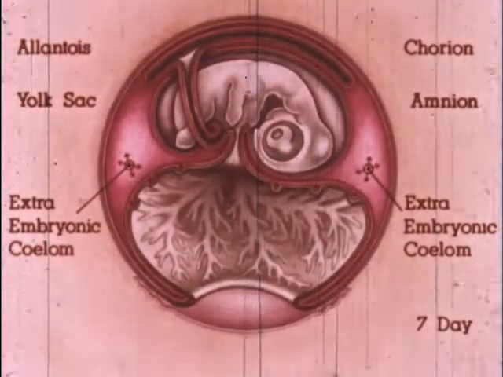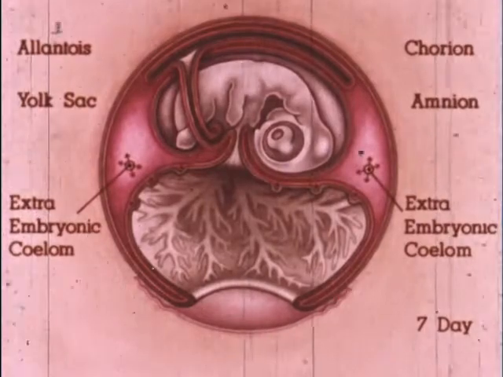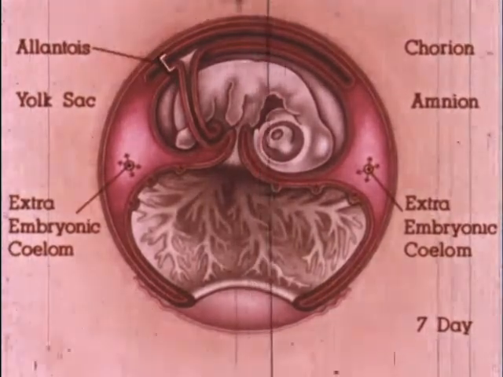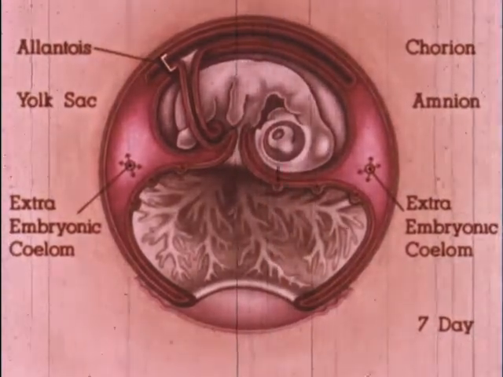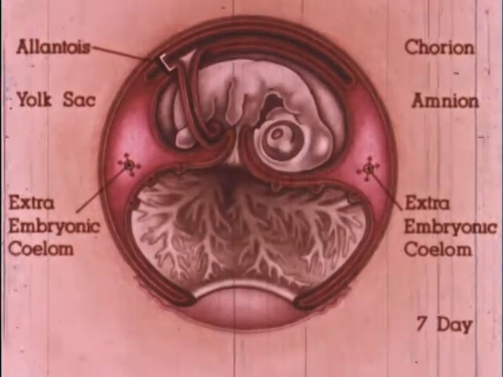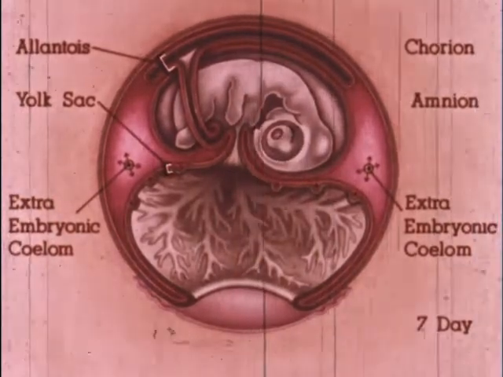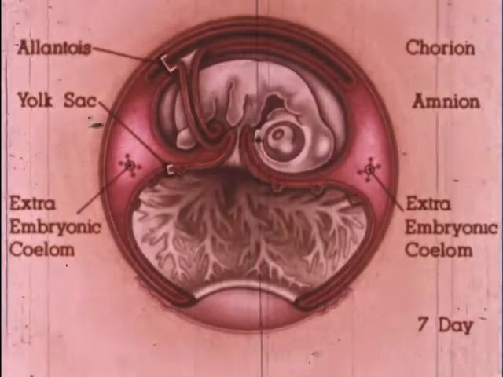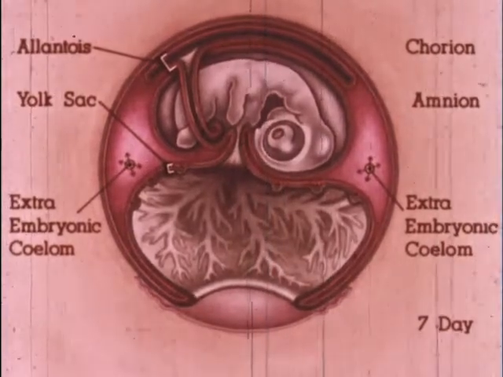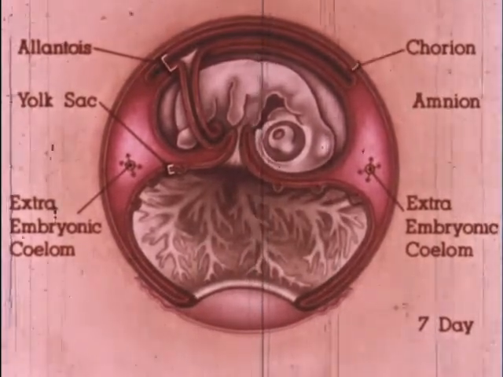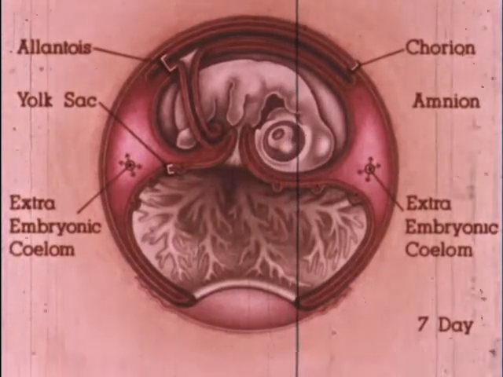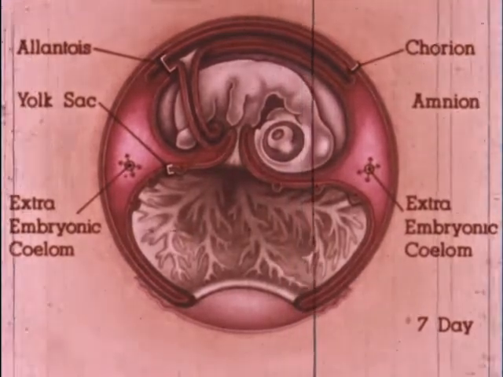This sectional view shows the splanchnopleuric layers of the allantois and the yolk sac and the somatopleuric layers of the chorion and the amnion.